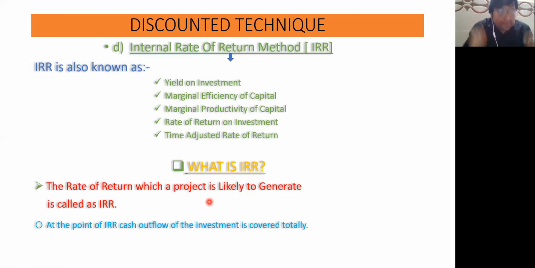Investing in the project means your cost must be covered. Normally, that is the normal thinking. Everyone has to cover their cost, right? So for covering that cost, whatever minimum return you are going to generate, that is nothing but your IRR, internal rate of return. It covers your cost totally, right?